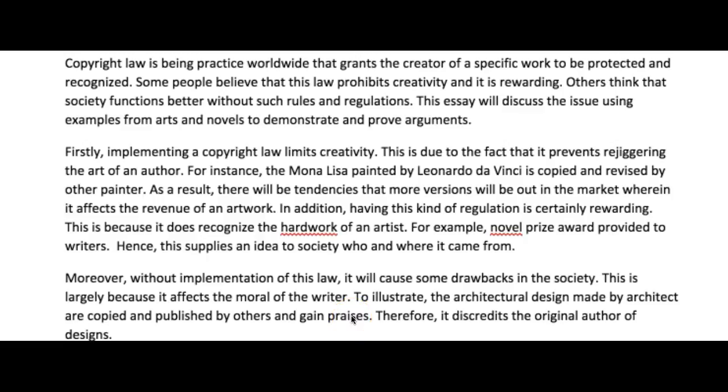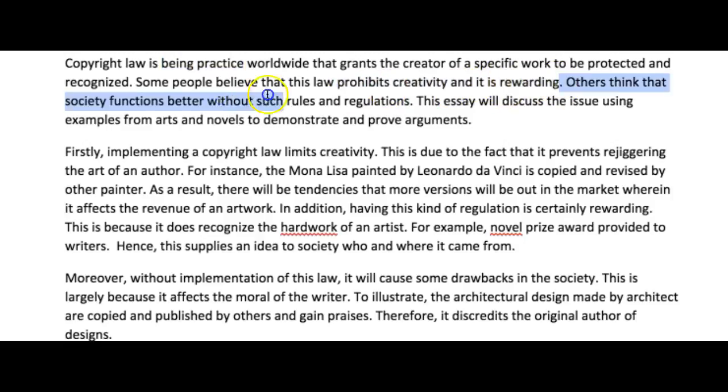Moving on to task 2. Copyright law is being practiced, so review your use of tenses. Being practiced worldwide and grants the creator of a specific work to be protected and recognized. Good. Some people believe that this law prohibits creativity and it is rewarding.